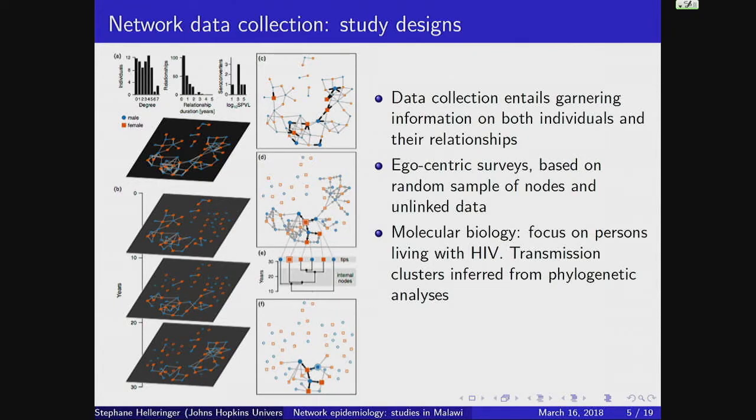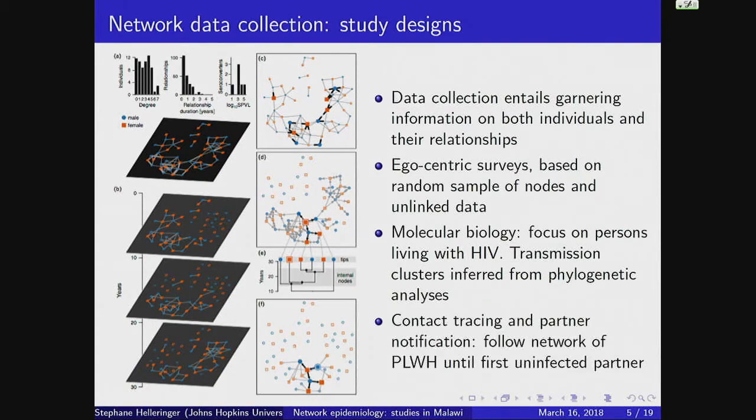Then recently, a very much growing way of collecting data on networks is what Kate presented, so I'm not going to talk about this much, but we can find out networks of transmission through techniques of molecular biology. And then finally, in public health, we do sometimes offer contact tracing and partner notification services to individuals who present at clinic. And based on this information, we can trace parts of the network until we reach the first uninfected individual, for example.